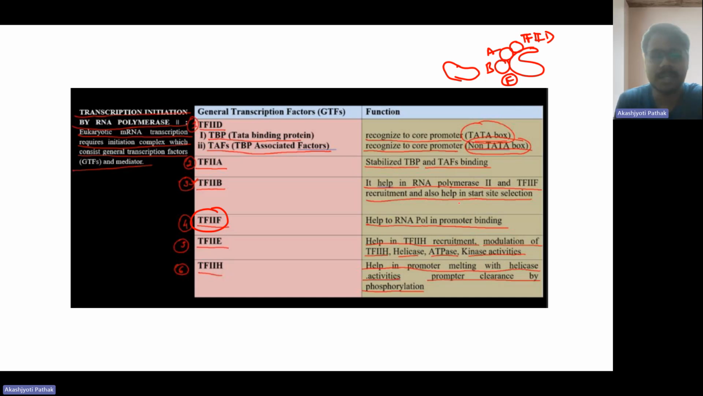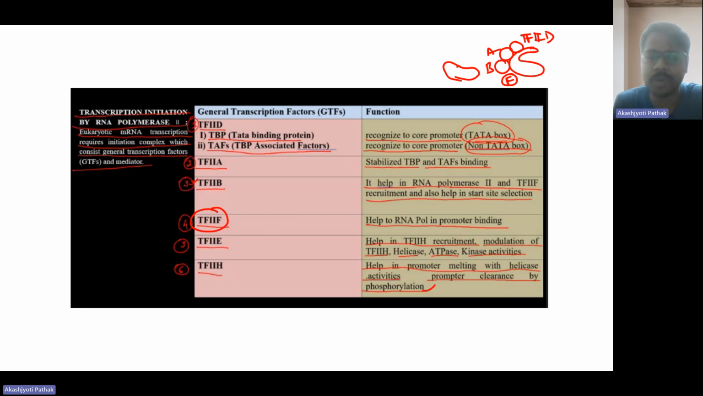And then transcription factor 2E helps in TF2H recruitment, modulation of TF2H, helicase, ATPase, kinase activities. All the helicase, ATPase and kinase activities are done by this transcription factor 2E. And then the last transcription factor is transcription factor 2H, which helps in promoter melting with helicase activities, and promoter clearance by phosphorylation. So what is promoter clearance?